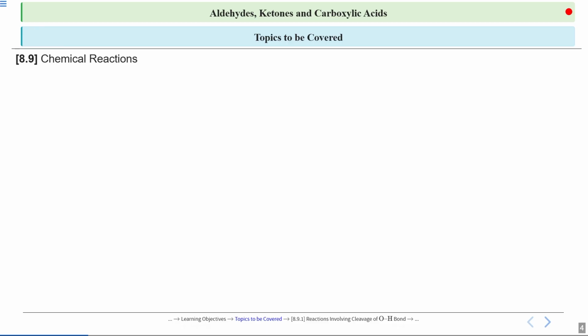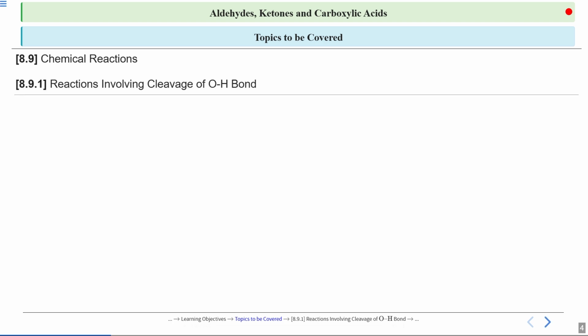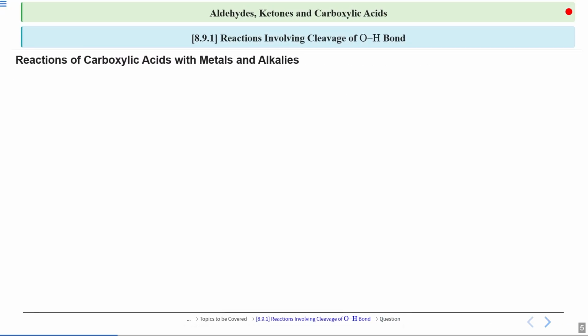Now for your reference, I have mapped the NCERT sections which we will cover today. So we will cover section 8.9, which is chemical reactions, and section 8.9.1, which is reactions involving cleavage of the O-H bond. So let's begin with today's topic of reactions involving cleavage of the O-H bond.